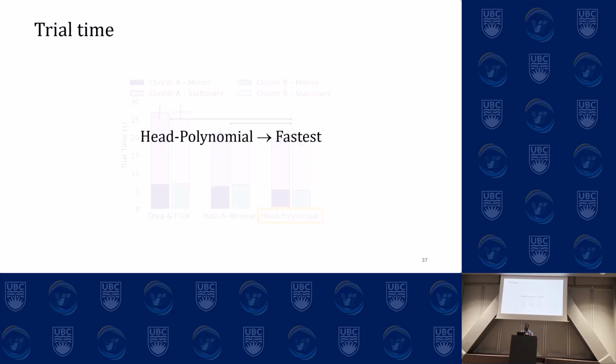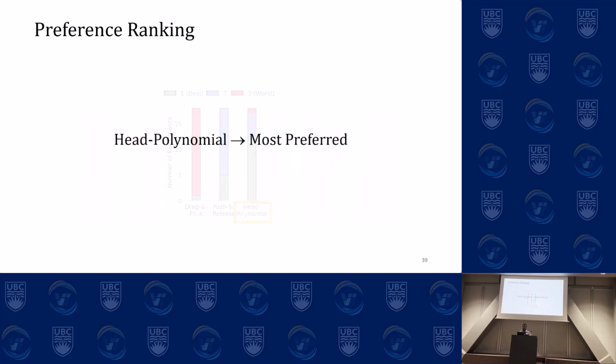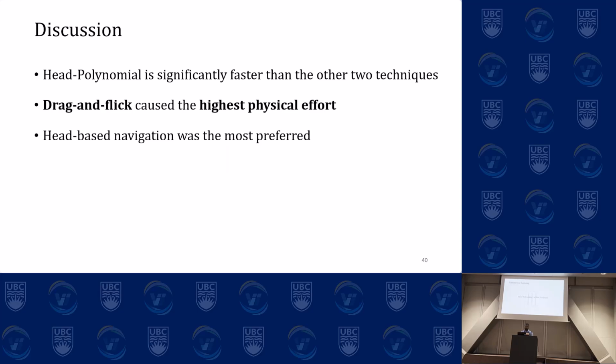From the results, we observed that the head polynomial technique was faster than both push and release, and also the drag and flick methods. Also, the head polynomial took the least effort, while the drag and flick required the most effort. Moreover, we found that 12 out of 18 participants ranked the head polynomial as their most preferred technique. Here we summarize the results of our study 2. We found that head polynomial technique was the fastest technique, drag and flick caused the most effort, and the head-based navigation was most preferred.